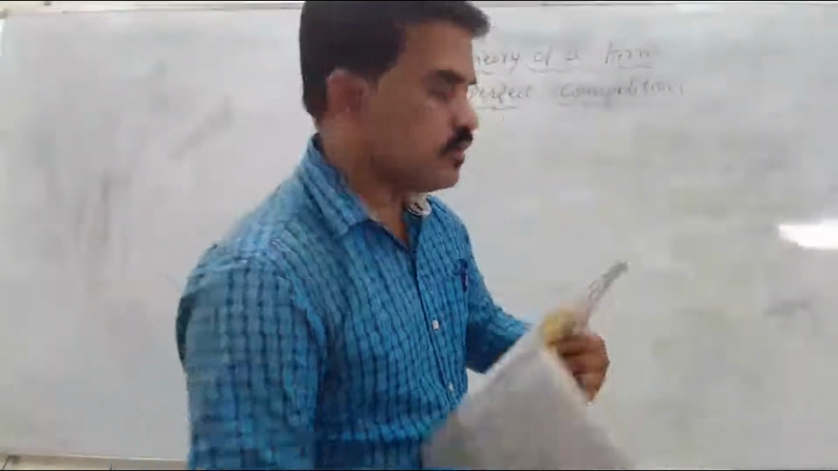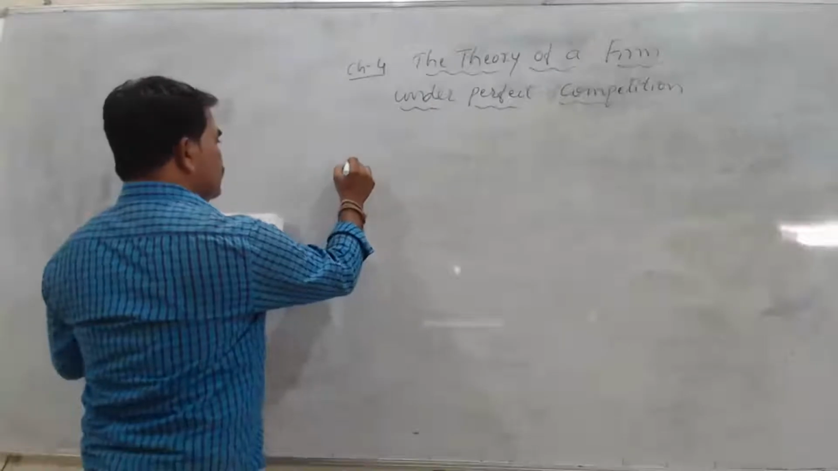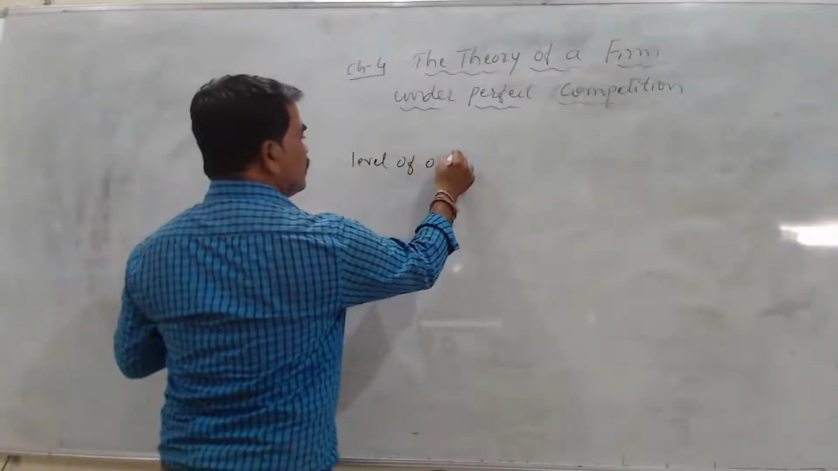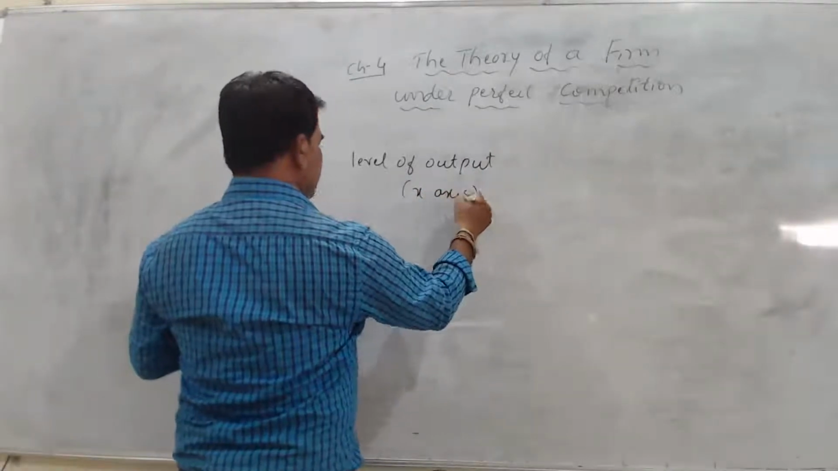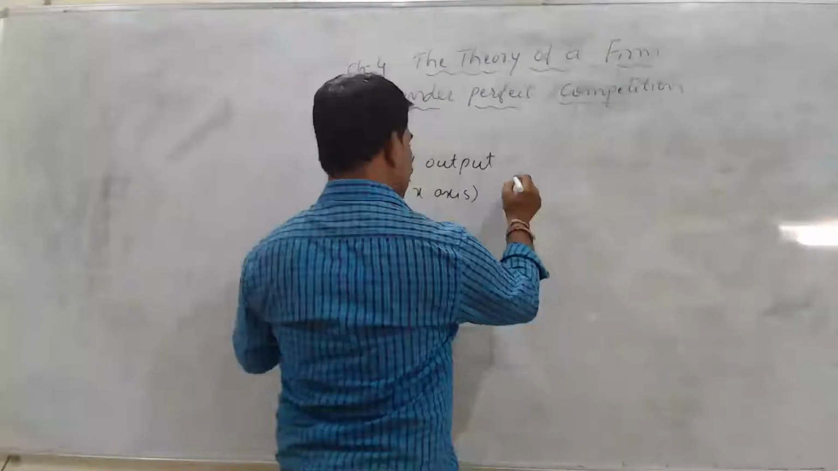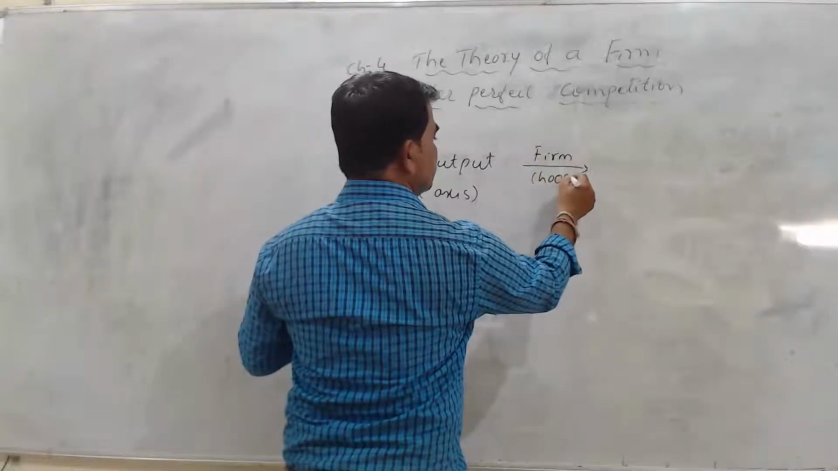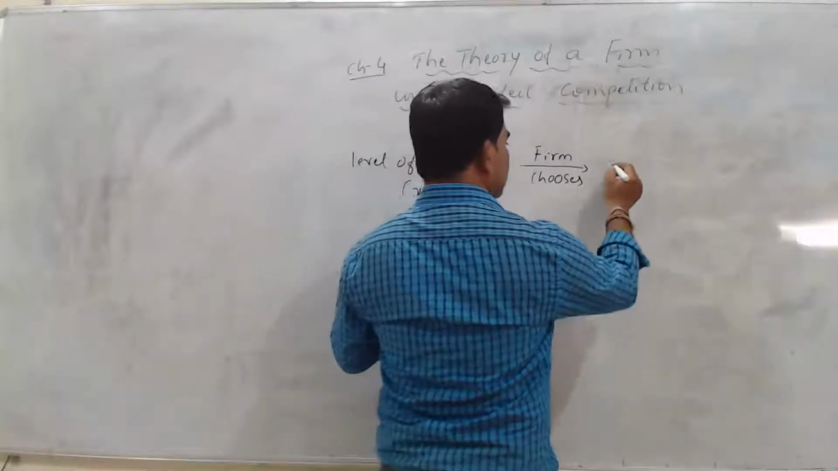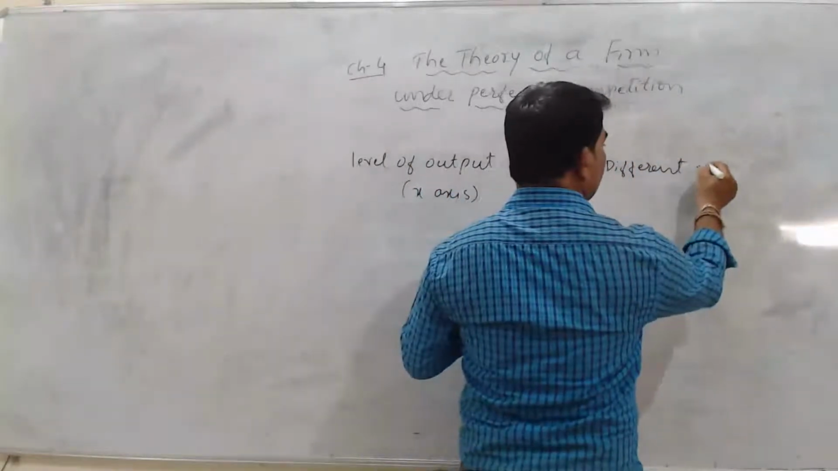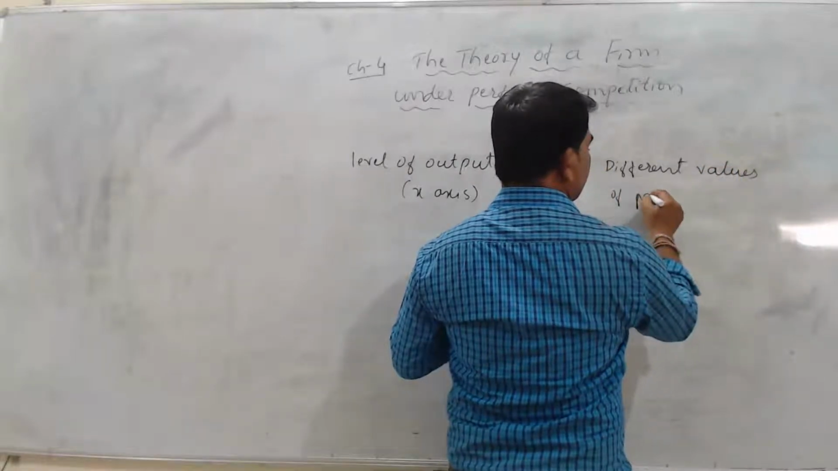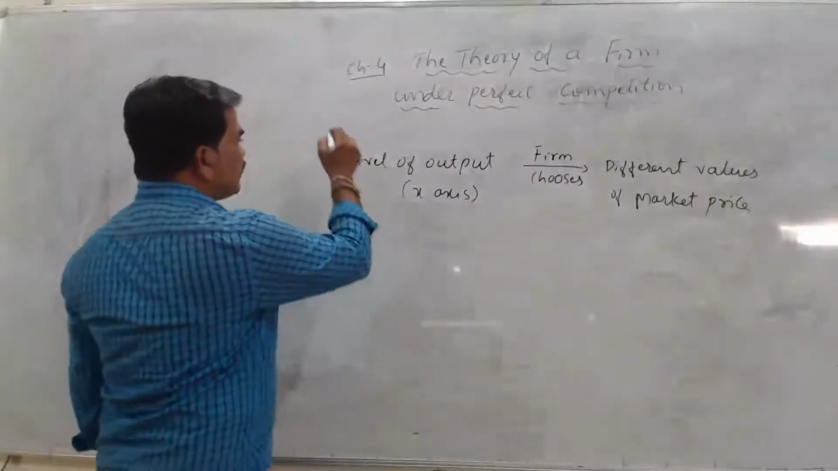So, the supply curve is the level of output, on the x-axis, that a firm chooses at different values of market price. This is what we call the supply curve.